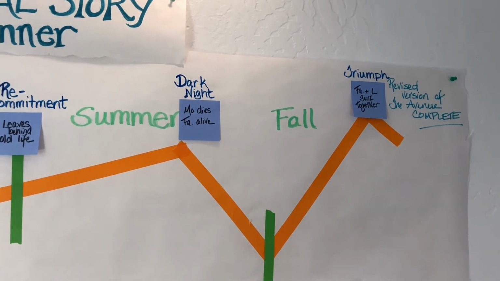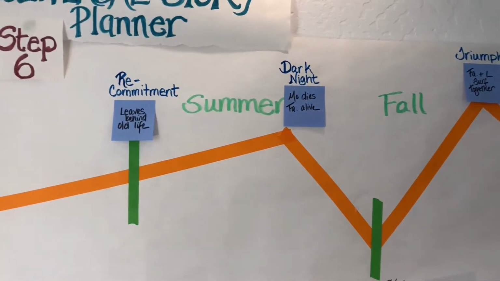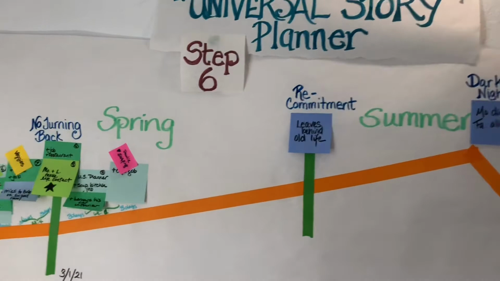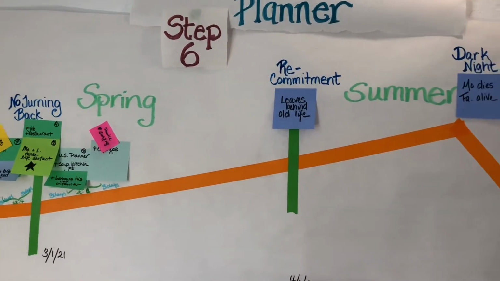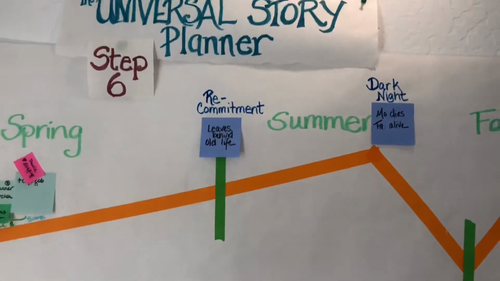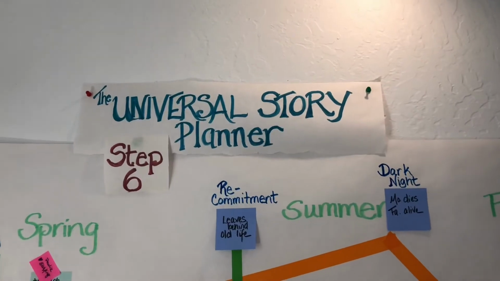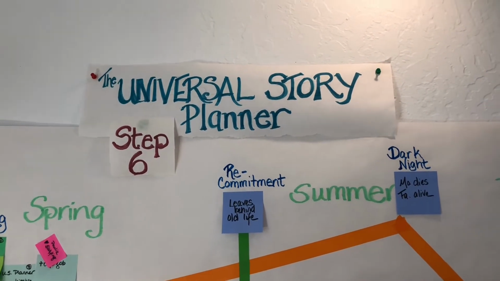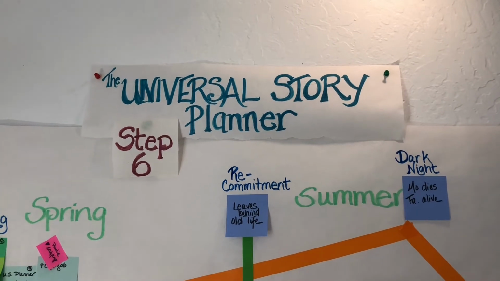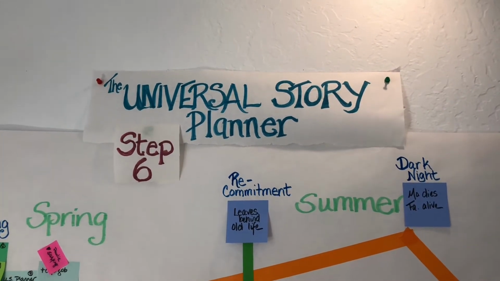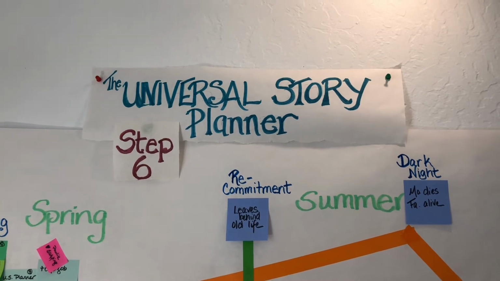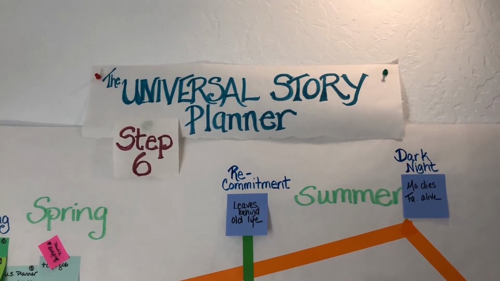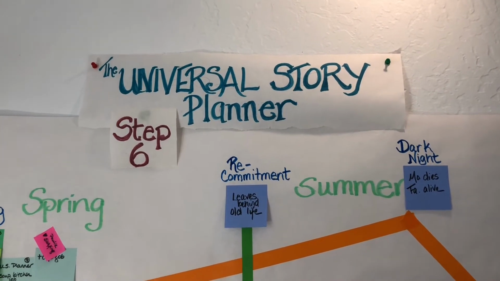So once you get them all up on your plot planner, your Universal Story Planner, you now have a complete guide of how you'll be spending your time for the next few months. So now that you've watched all 6 videos, you've spent maybe about a half an hour watching. It might have taken you longer to actually enact all the steps, but you now know how you're going to be spending your time.